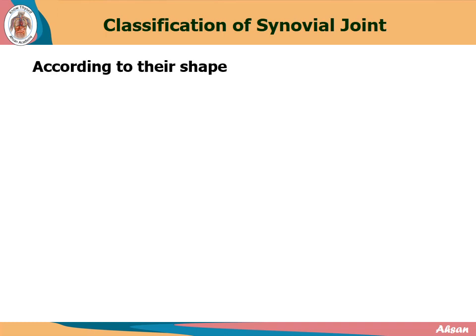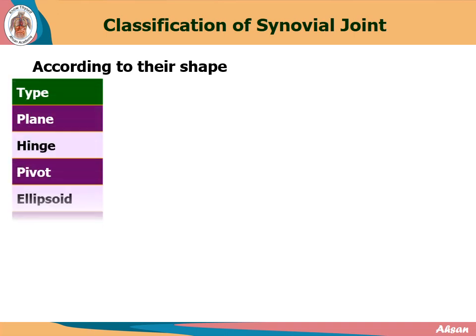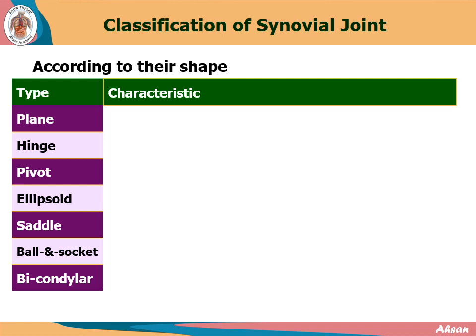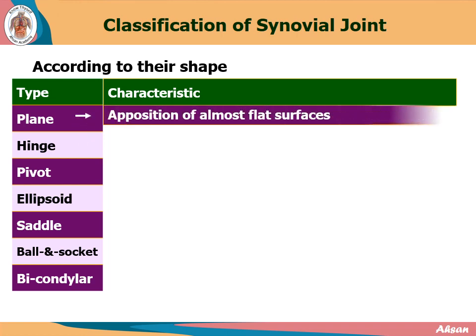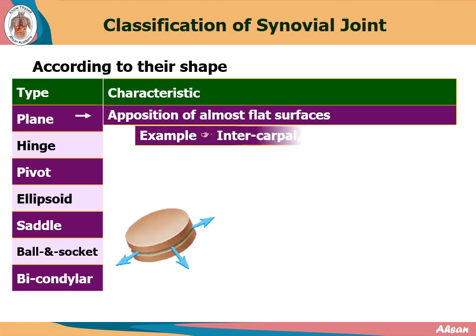Synovial joints are classified depending on the shape of the participating articular surfaces. These are the types I have shown on the left side. One by one I will describe each of them with an example. So let us start with the plane type. The two plane surfaces are opposed together in this type of joint.